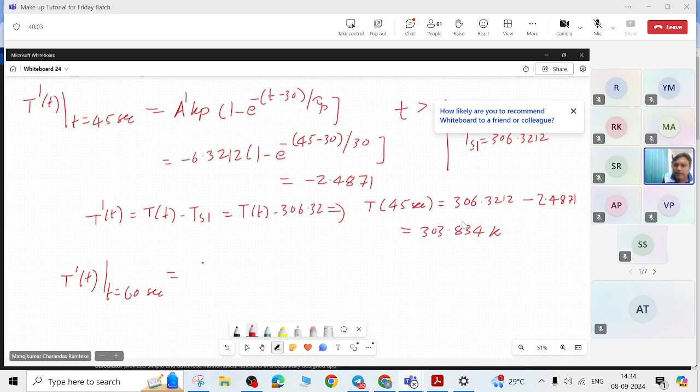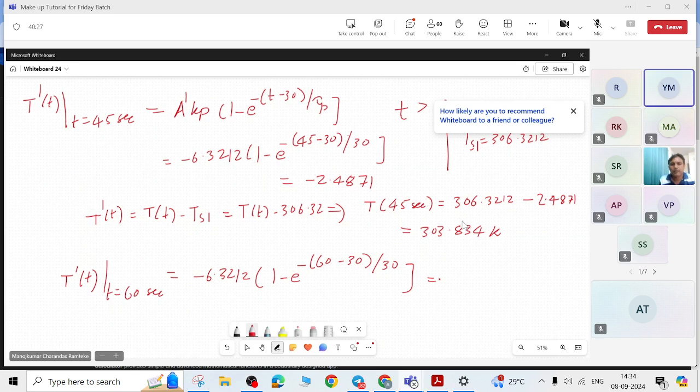So what we will get again? Again, we will get minus 6.3212, 1 minus e raised to the power minus 60 minus 30 divided by 30. What is the value? Anyone tell me? Minus 3.9957. Okay.